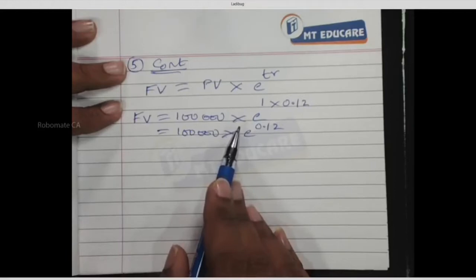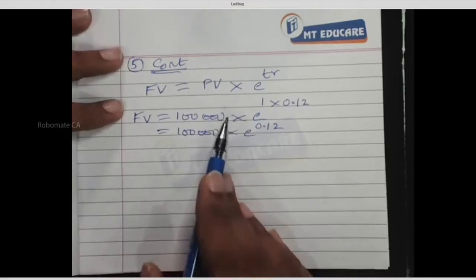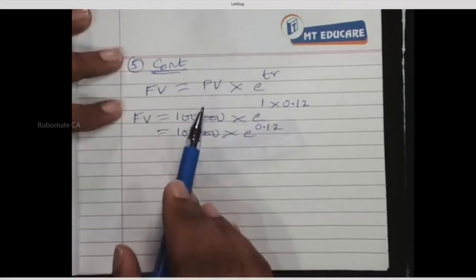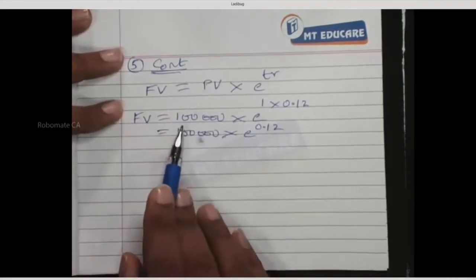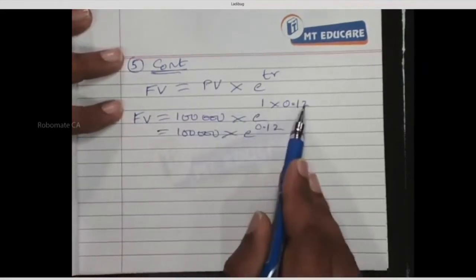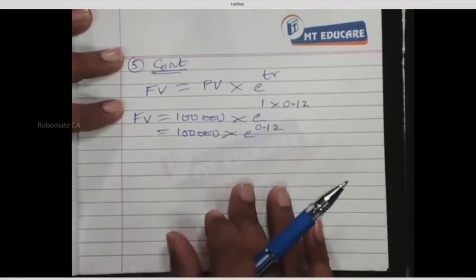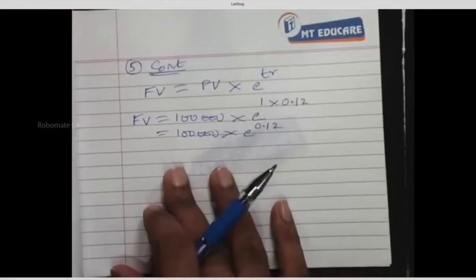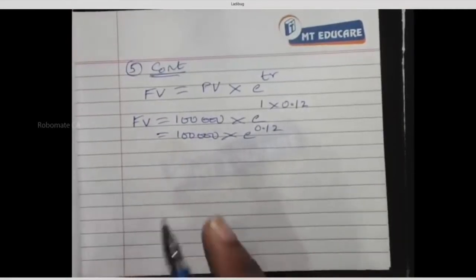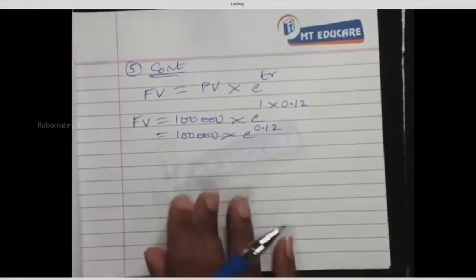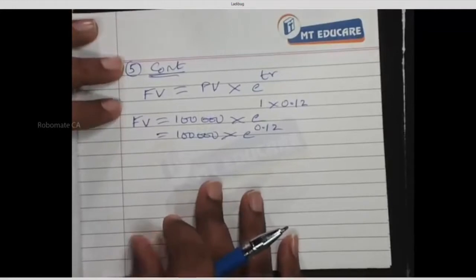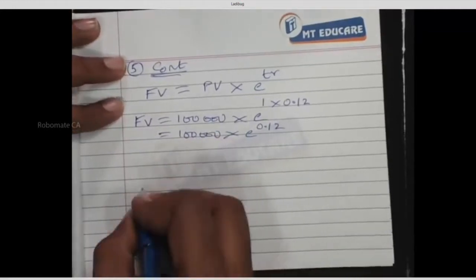If I deposit for 1 month, how will I express it? 1 by 12 years. Yes or no? Now, in this problem, depositing for how many years? 1 year. So 1 lakh deposited for 1 year at 12%. So 1 lakh into e power 0.12 will be the answer for this particular problem. Everybody yes or no? Now, the question is how to find out e power 0.12.